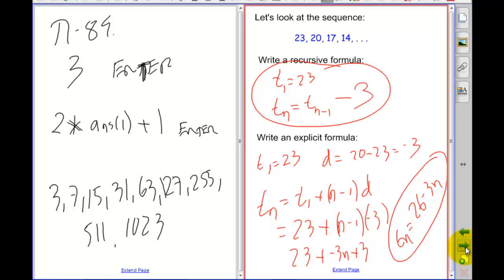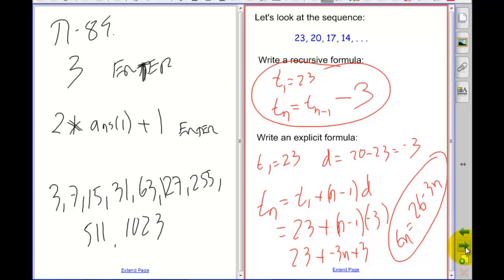Which is the better? Why is the first one better? It's easier for generating the first few terms. So it kind of depends on what you're being asked. If I was just asked to quickly generate a few terms, I could just start with 23 and keep subtracting 3.